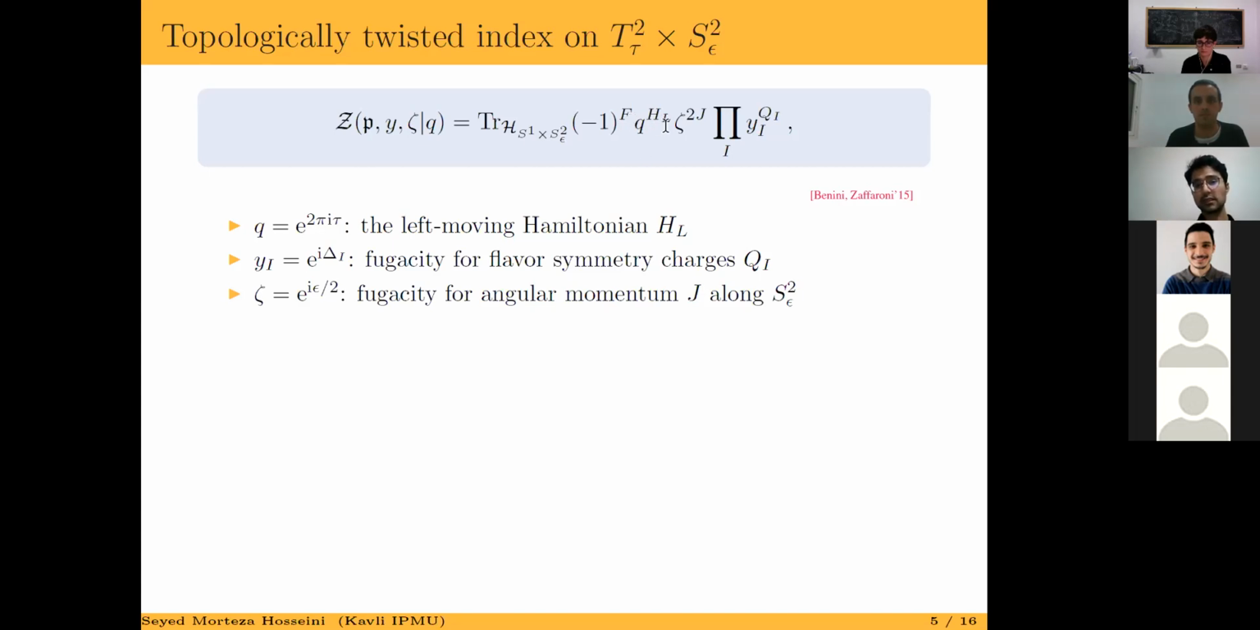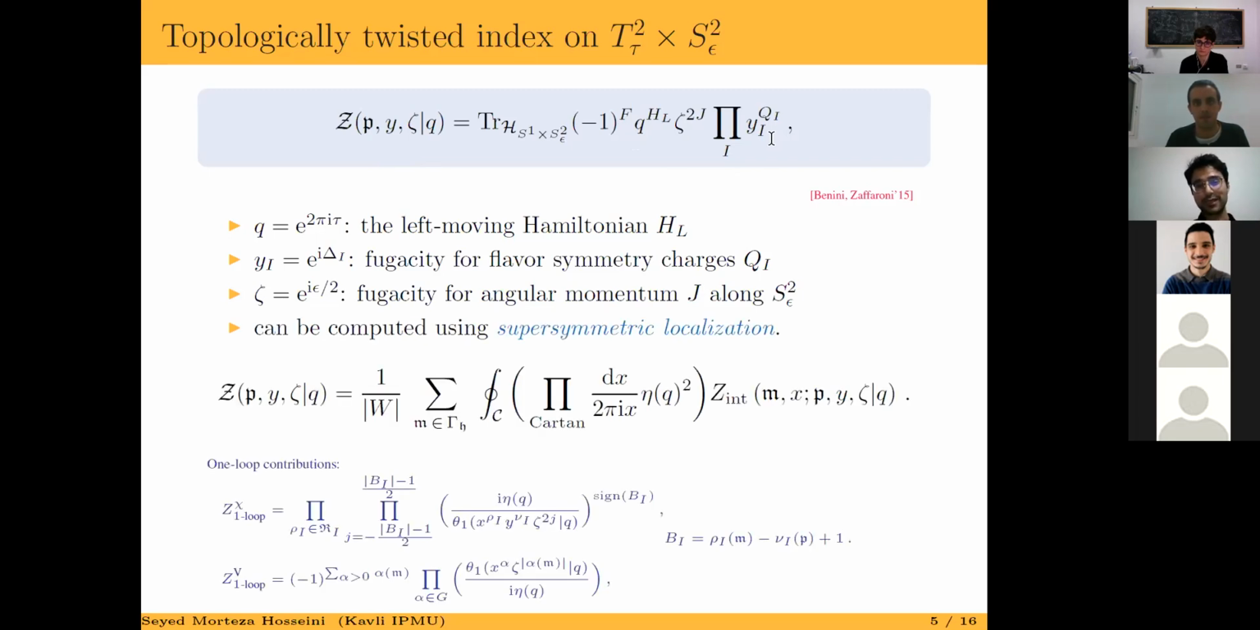q^{H_L}, where H_L is the left moving Hamiltonian. You have the angular momentum contribution. So you turn on the fugacity zeta, which is e^{i epsilon/2}, the fugacity for the angular momentum along S2, and you can have a bunch of chemical potentials for the symmetry charges Q of the various global symmetries that exist in the quantum field theory. This object is very nice, very compact, but unfortunately, if I give you a full theory, you're not going to compute things using this formulation. So you need some more explicit formula.